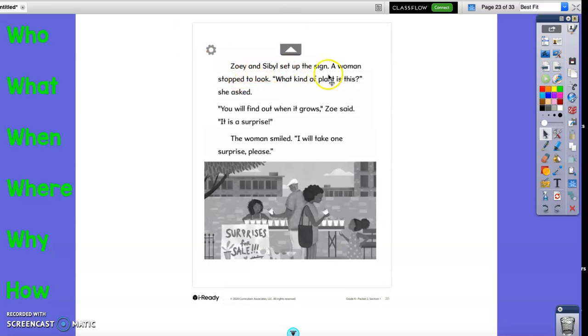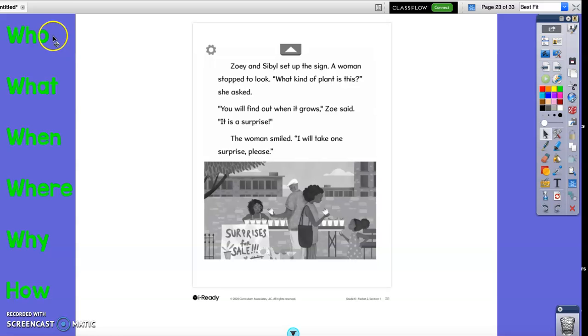Zoe and Sybil set up the sign. A woman stopped to look. "What kind of plant is this?" she asked. "You will find out when it grows," Zoe said. "It is a surprise." The woman smiled. "I'll take one surprise, please."